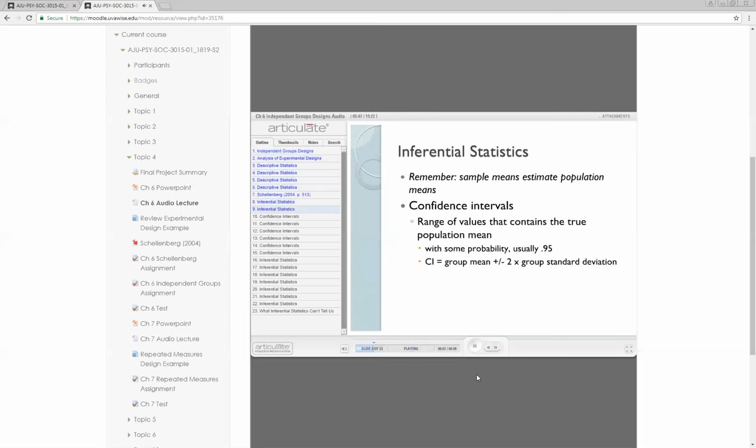Remember, as I just said, we have sample means that we've calculated, and they're only an estimate of the population mean. We have a sample mean. We want to know what the true population mean is. We can use something called confidence intervals to tell us the range of values that we think contain the true population mean. We do this with some probability, usually 95%. The way you calculate it is the confidence interval is equal to your group mean plus or minus 2 times the group standard deviation.